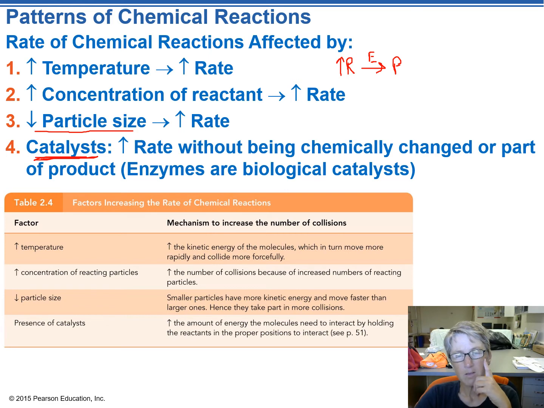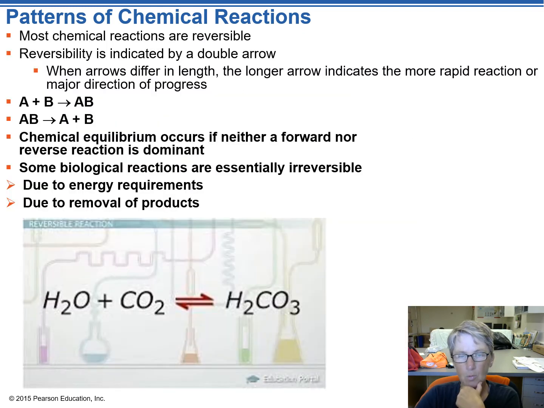So a catalyst is something that changes one thing into another thing. So a catalyst will increase the rate of the reaction, but it won't change itself. And the best example in anatomy and physiology of a catalyst is an enzyme. So enzymes are biological catalysts. And then this is just a table in Marieb. It shows the factors that increase the rate of chemical reactions.